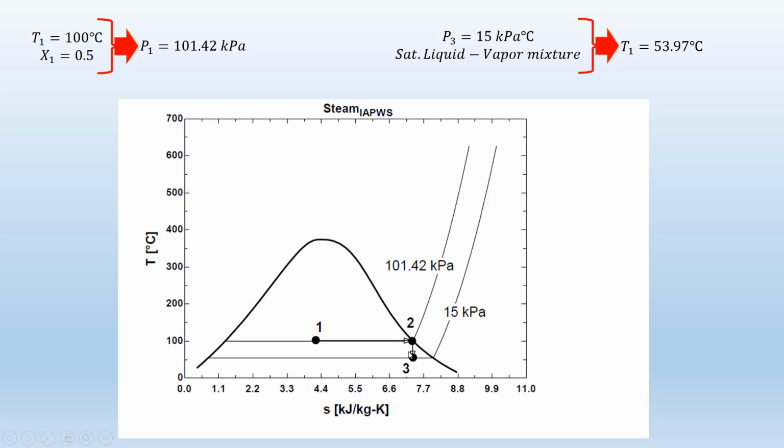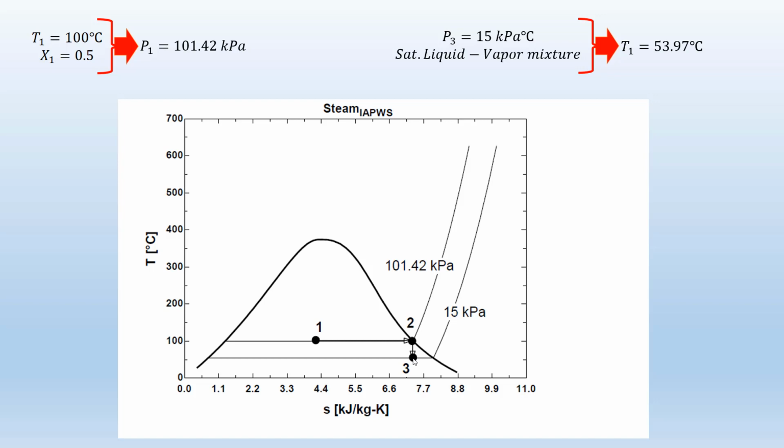So we need to move vertically. And we know that the final pressure is 15 kilopascal, and this is the T3. So the final temperature is 53.9. This is lower than T1, so we need to move downward, not upward. If the temperature was higher than 100, we would need to move upward. When you move downward, again we will have the saturated liquid-vapor mixture. So point 3 is on the 15 kilopascal constant pressure line, and we are here. So this is the TS diagram.